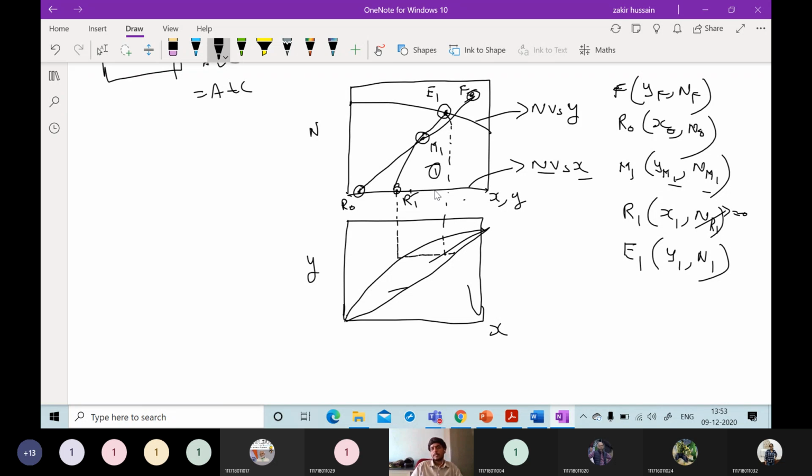Then after drawing this point, for the next stage operation, whatever the E1 point you got in the previous stage has to be connected with this point R naught with a straight line. So R naught E1 has to be a straight line. You have to draw the straight line on this equation. Then you have to locate the M2 point. M2 will fall at the coordinate (y M2, N M2).